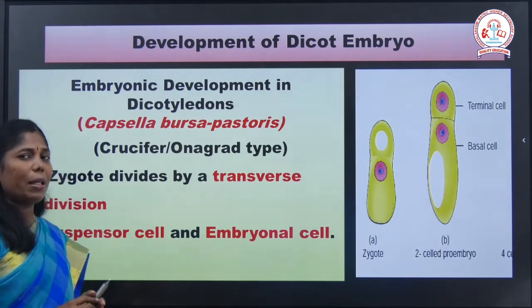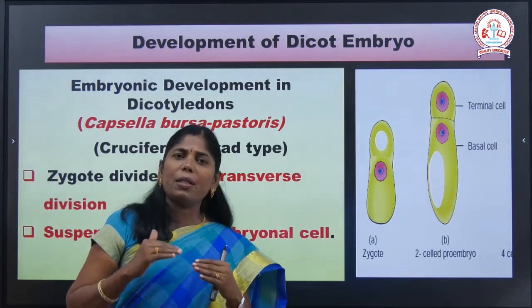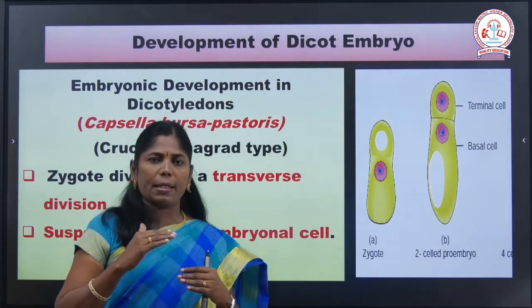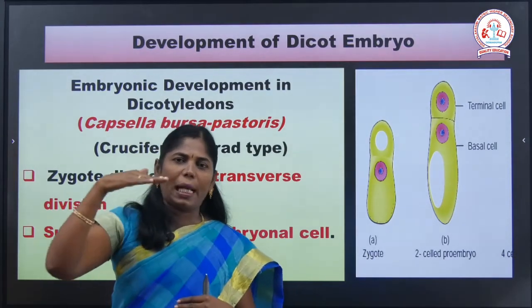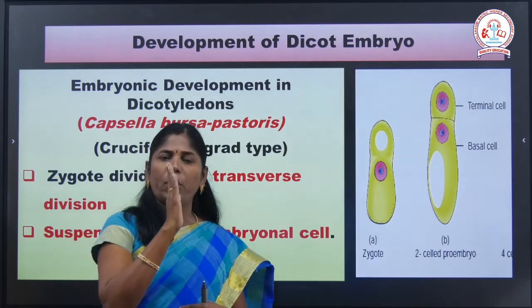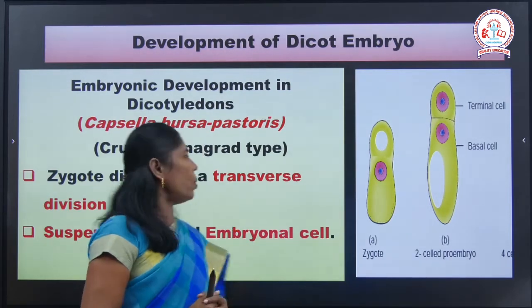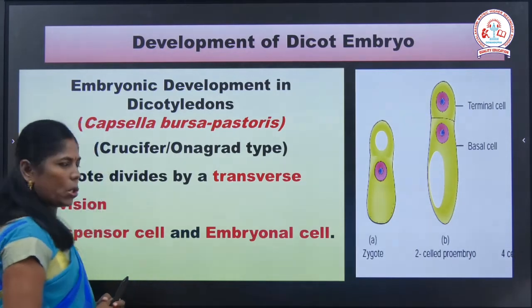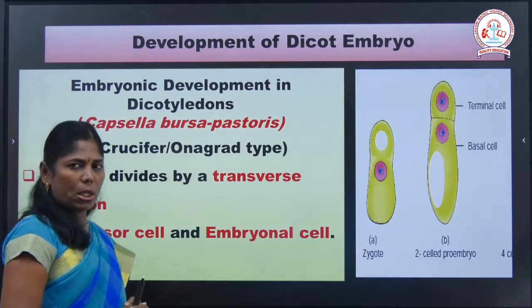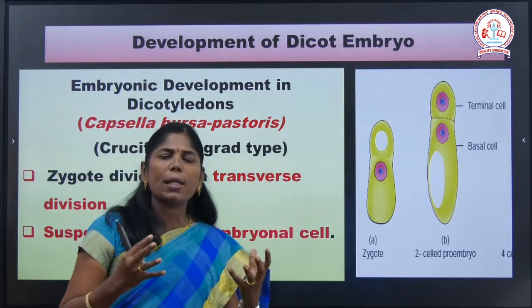What is the meaning of transverse division? The division is parallel to the neighboring cells. If it goes straight, that is a vertical division. First, the zygote divides by a transverse division. As a result of the transverse division, we get two unequal sized cells.